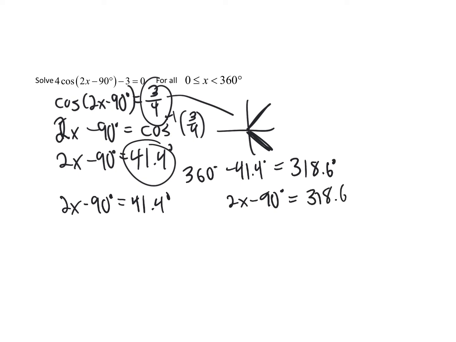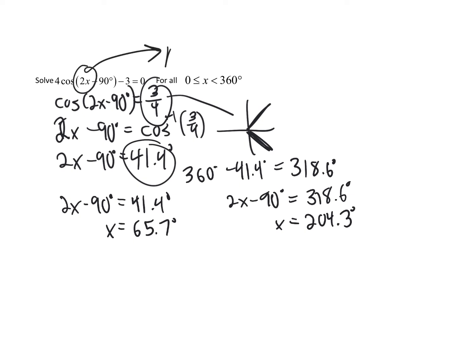And solve for x. So add 90, divide by 2. This will give us 65.7 degrees and 204.3 degrees. But those are only 2 answers. We need to find the others. Again, the 2 will tell us the period is 180 degrees again, 360 divided by 2. So if we add the period to each of those, you'll get your next answers.